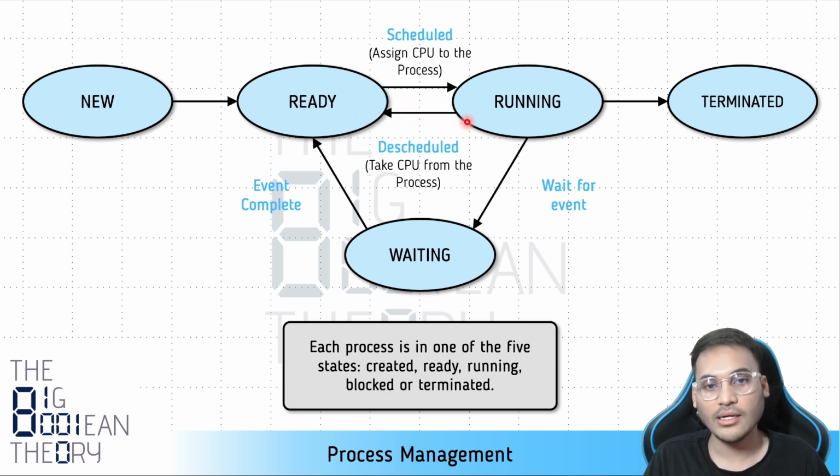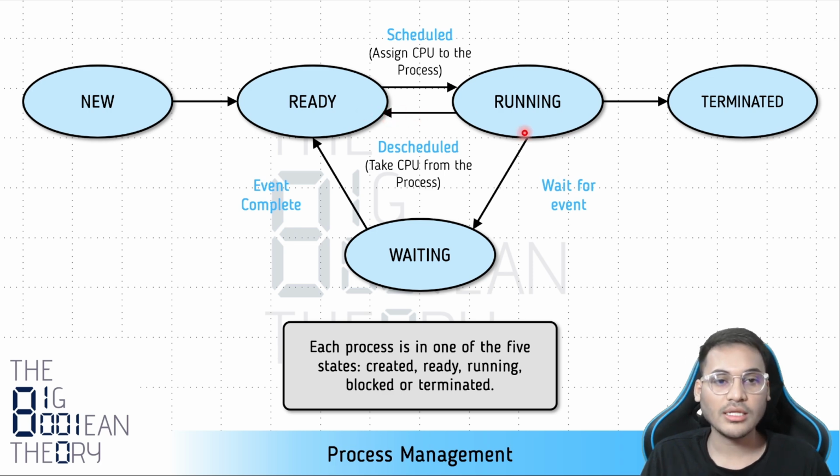The other possibility is that the process can go from running to ready state. This will happen when the process is descheduled, that is, the control of the CPU is taken away from the process. Each process will be allowed to run for a brief amount of time. It will not be allowed to use the CPU for an indefinite time. So whenever the operating system feels that the current process has been executing for a long time, it snatches away the control of the CPU forcefully from the running process. And when that happens, that running process goes into the ready state.